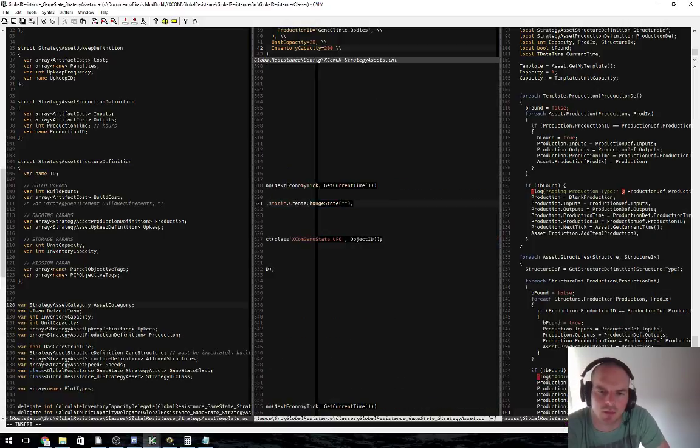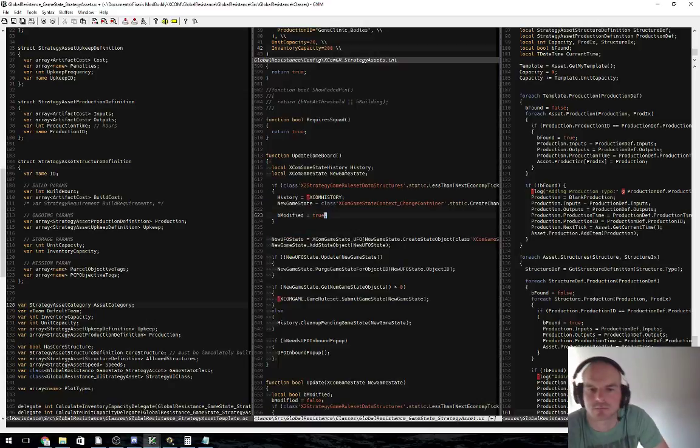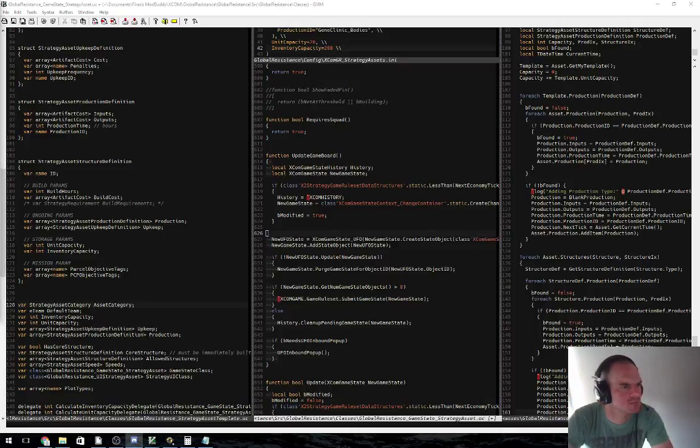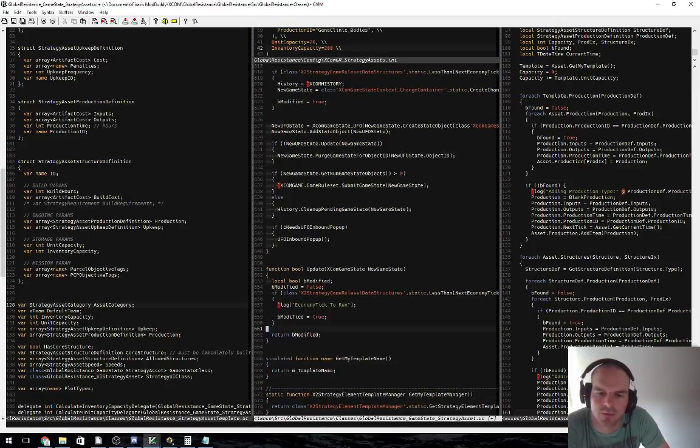So economy tick for, what's it called? Strategy asset. What do I do with that? Be modified. So yeah, I'll run the log on that rather than this update function. I might even just ignore this update function entirely.